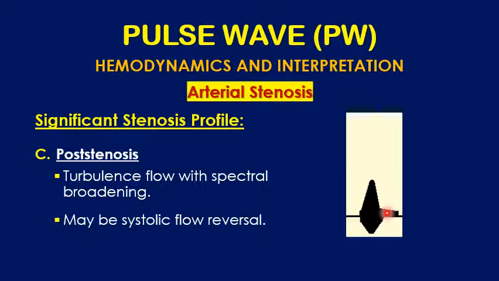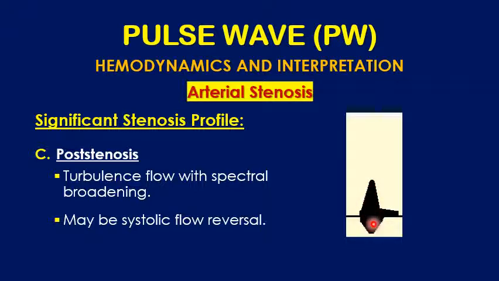So I will not get a high Reynolds number, and most of the time there is no turbulence in the diastole, because the velocity is low. As we see here, the turbulence usually happens in the systolic component. And you see here there is systolic reversal of the flow. So in the post-stenosis, what happens? I get spectral broadening and systolic reversal.